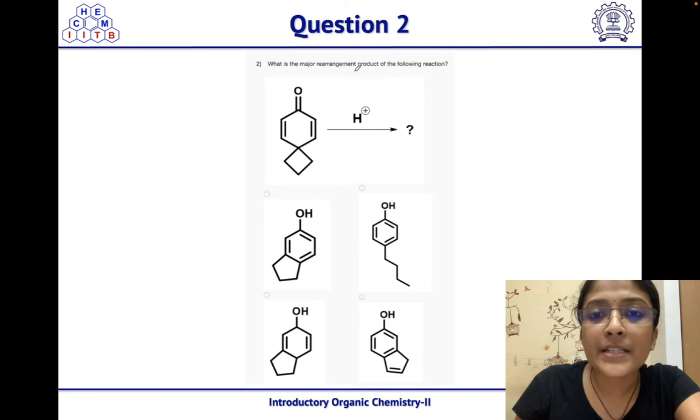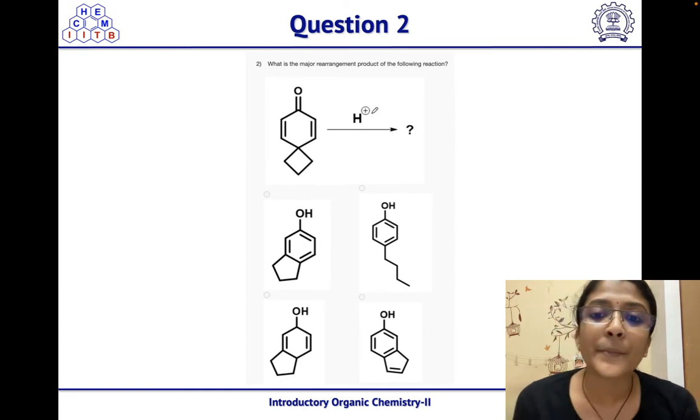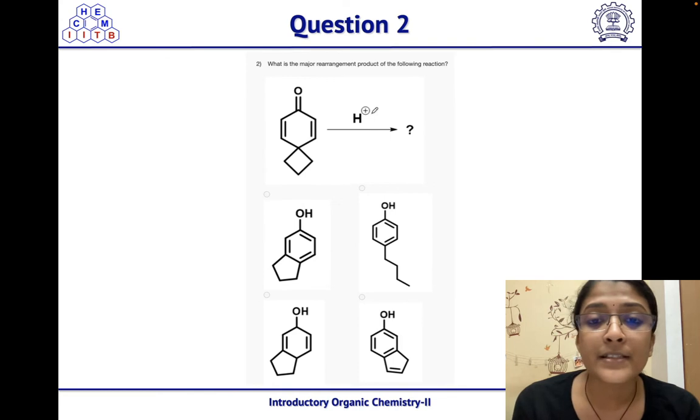What is the major rearrangement product of the following reaction? So, we have a dienone and it is treated with an acid. So, there is a rearrangement reaction taking place. Can anyone guess what is the rearrangement that is taking place in this?